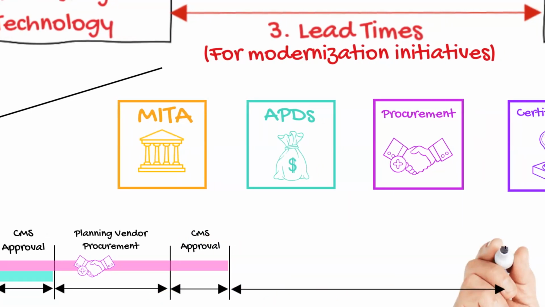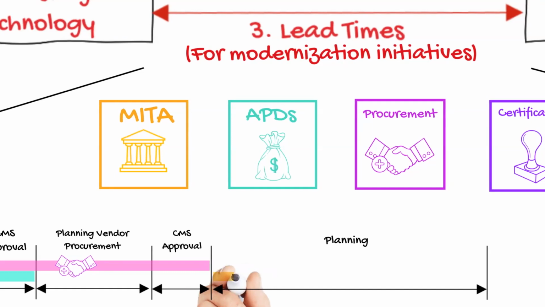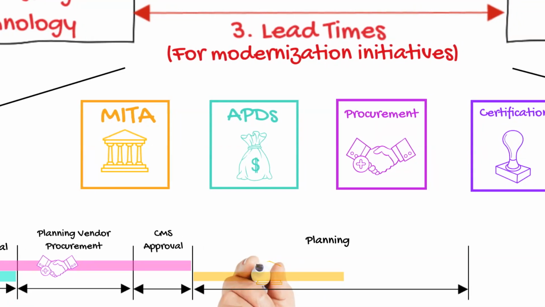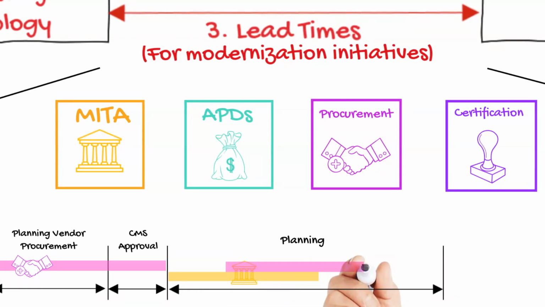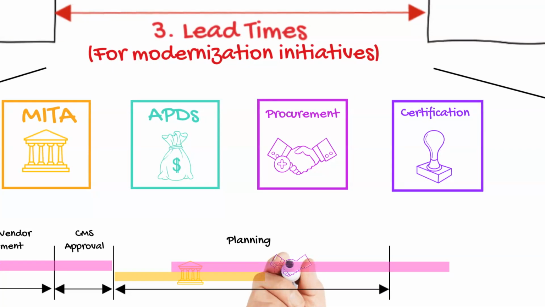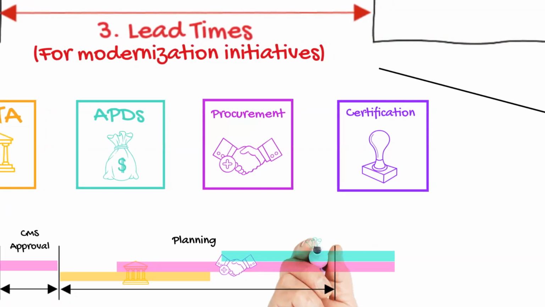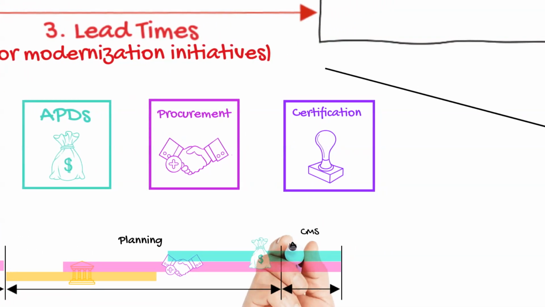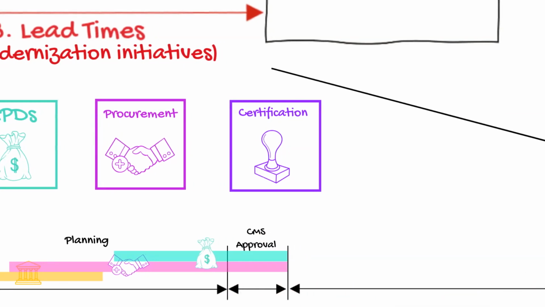Next, the real planning begins, which can include but may not be limited to creating MITA documentation, current state assessments, business process redesigns, future state architecture planning, road mapping, procurement activities to secure an implementation vendor, and development of an implementation APD, requesting the funding for the implementation work. CMS approval is needed again before implementation work can commence.